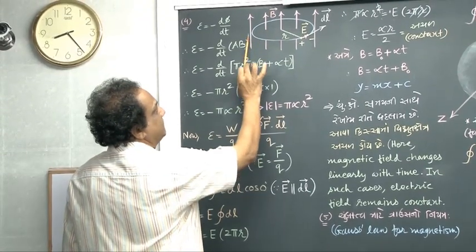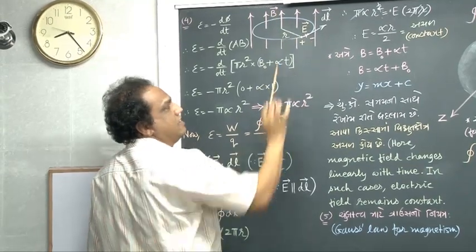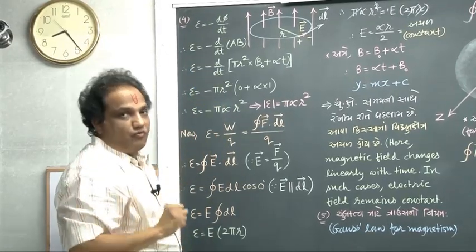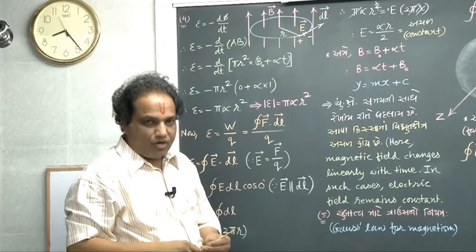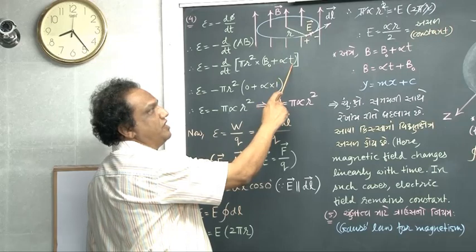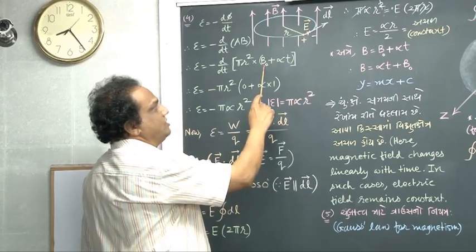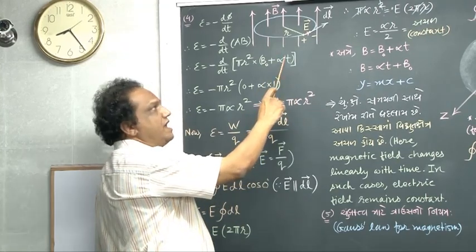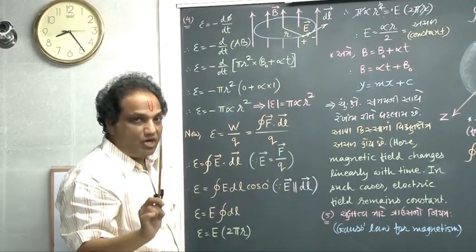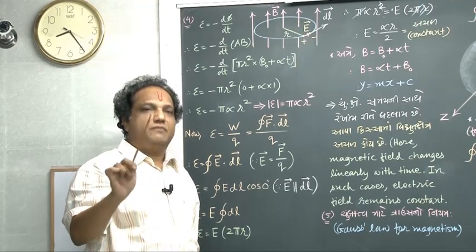Here we have a time varying magnetic field in vertically upward direction. Why is it a time varying magnetic field? Because the formula of B they have given is B equals B0 plus alpha into t. B0 and alpha are constants, but as time changes, the whole value will change. That is, the magnitude of the magnetic field is going to change with time. That is why I am saying time varying magnetic field.